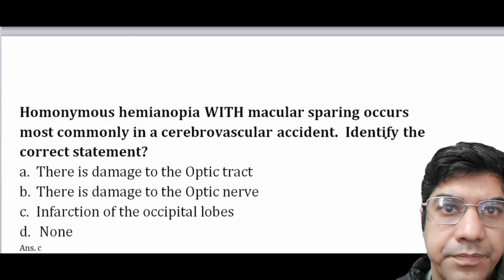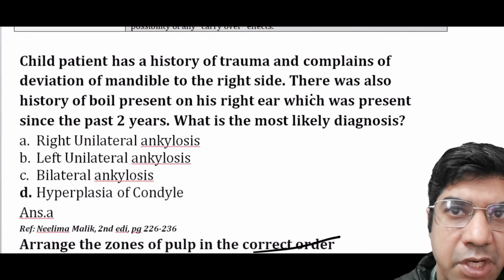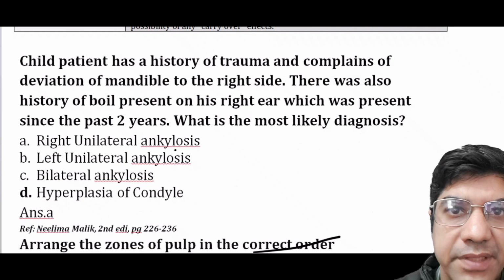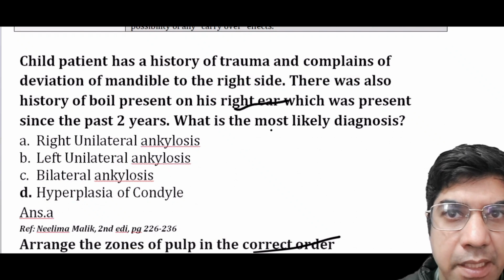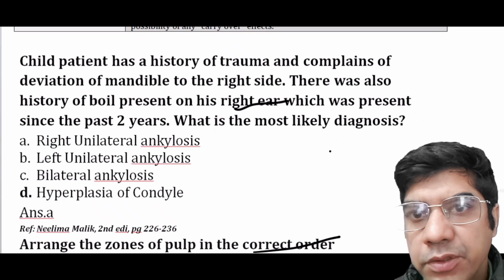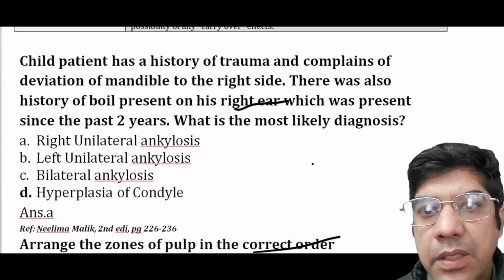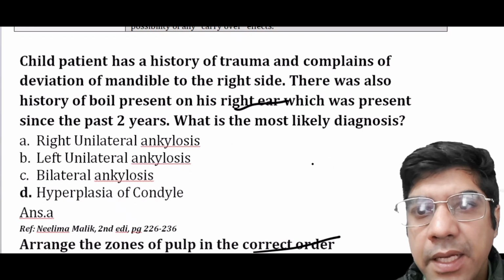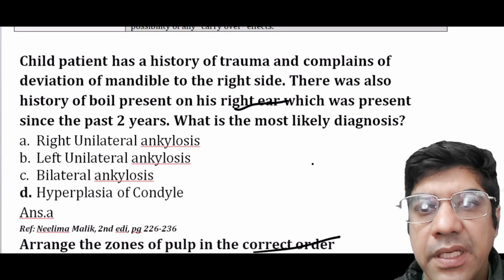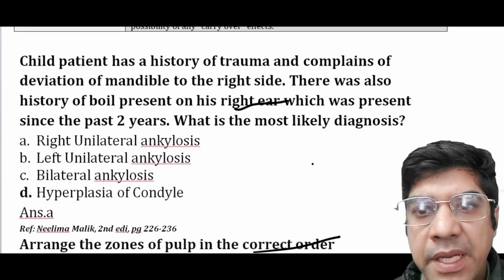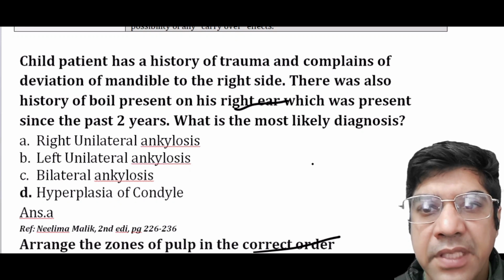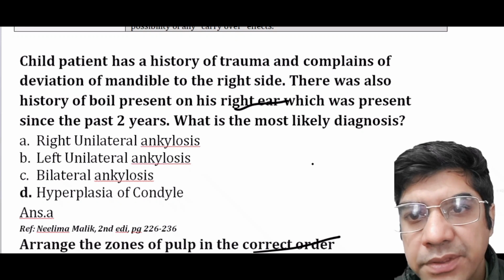A child patient who has a history of trauma complains of deviation of the mandible to the right side. There was a history of a boil on his right ear. What would be the most likely diagnosis? So the answer is right unilateral ankylosis. Unilateral ankylosis is when there is a fusion of the TMJ on one side. The patient complains of deviation of the mandible to the right side. This deviation is characteristic of unilateral ankylosis.